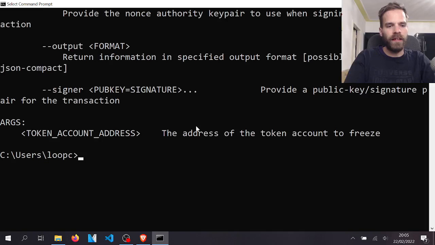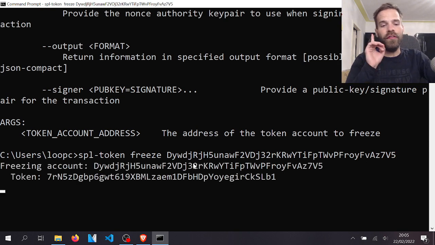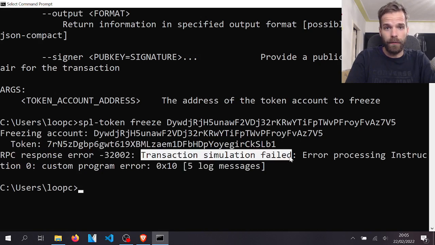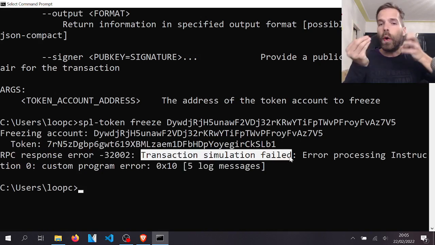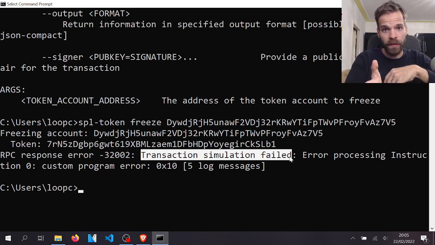So we just say spl-token freeze, and then the token account. Now, if we do that though, it will tell us, oh, the transaction simulation failed. So first we know, okay, the transaction didn't even hit the blockchain.